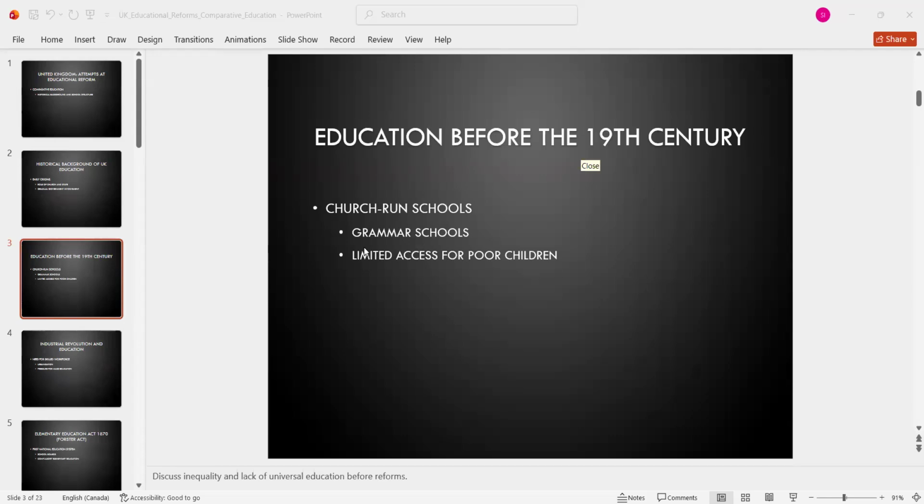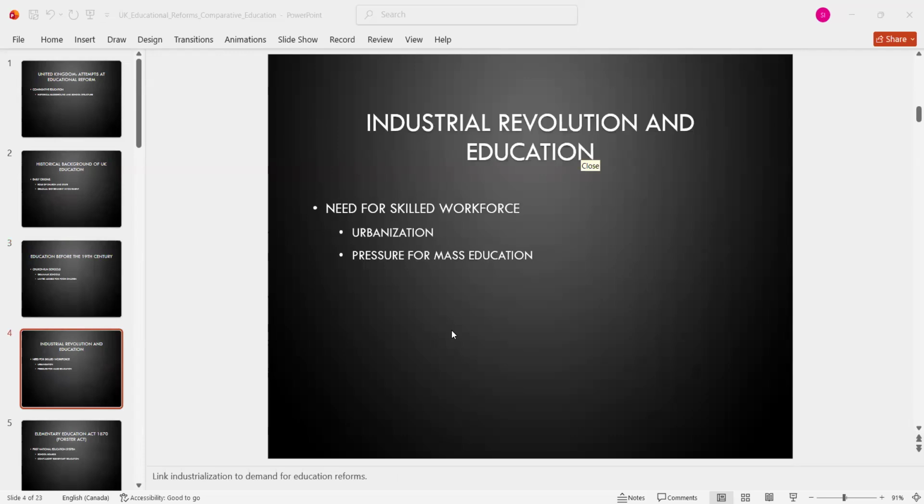Limited access for poor children. This is another thing: they select talented students by holding an exam, so not everyone can enter grammar schools. In the 19th century there was limited access for poor children. Then the Industrial Revolution and education's need for a skilled workforce: they had to enhance the economic side, so there was a need for skilled labour. Education was influenced by urbanization and pressure for mass education, so according to the country's environment, education also had to change.